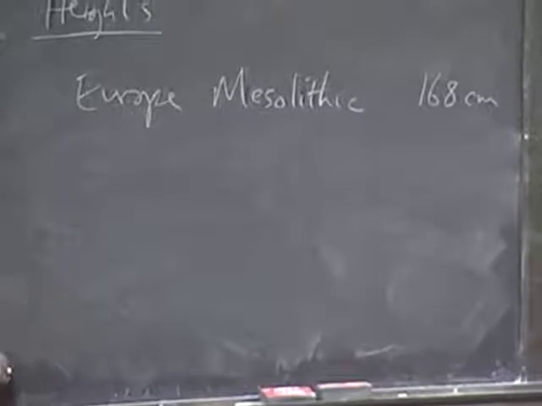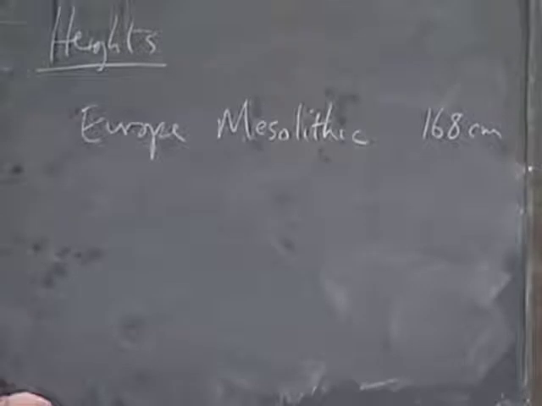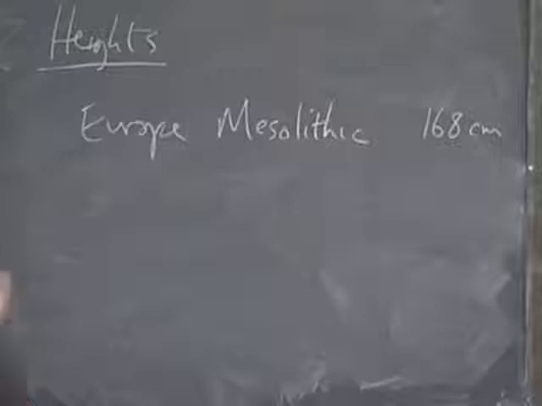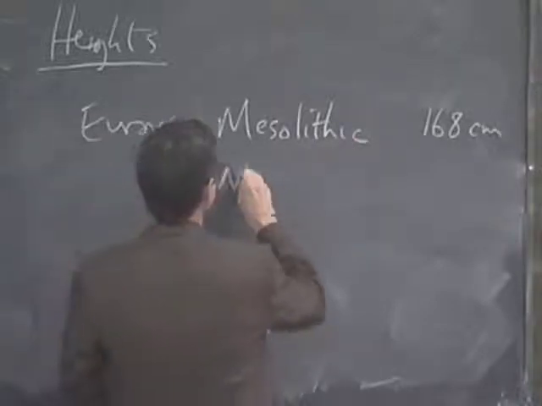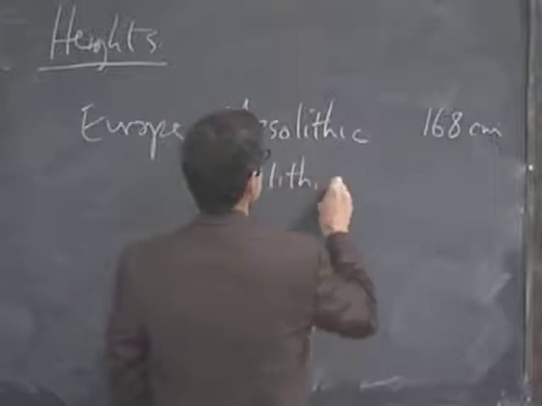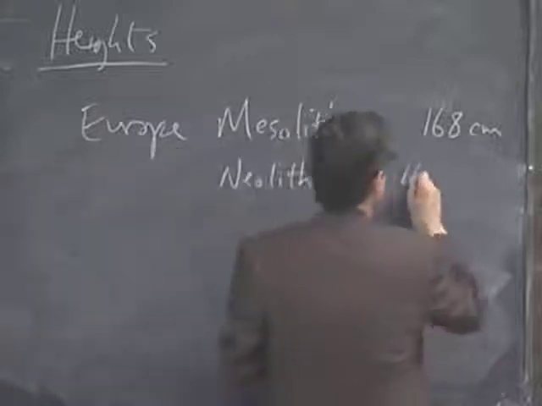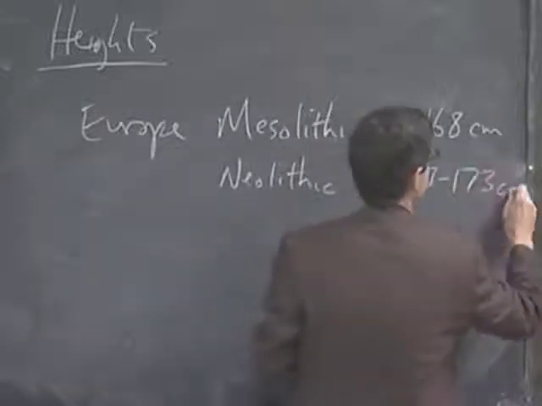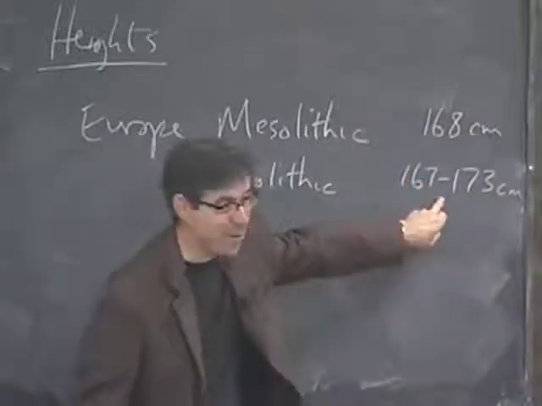In Norway in 1800, the skeletal collection there was 165 centimeters. In Holland, it was 167 centimeters. And so the idea is that for Europe around 1800, male skeletons are averaging about 167, 168 centimeters. It's the same height as the Mesolithic, right? And then we also have evidence from the Neolithic, which is the New Stone Age. And that is 167 to 173 centimeters. And again, that average is going to be about 170.